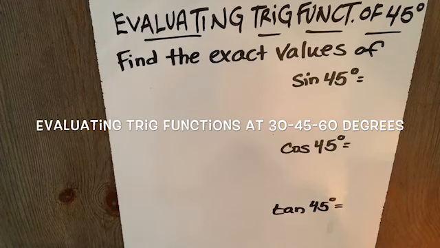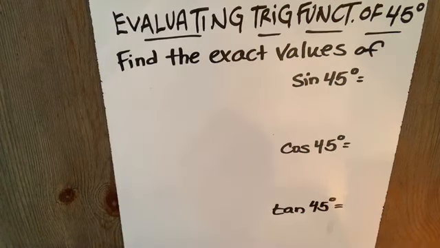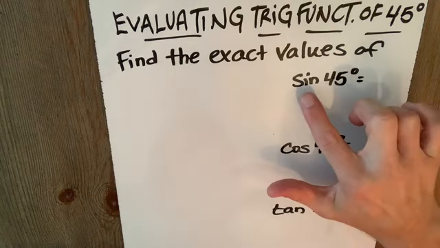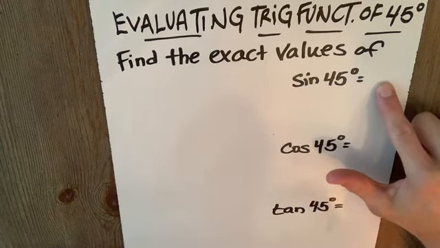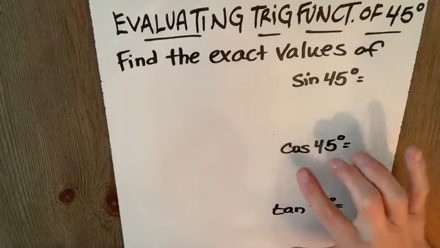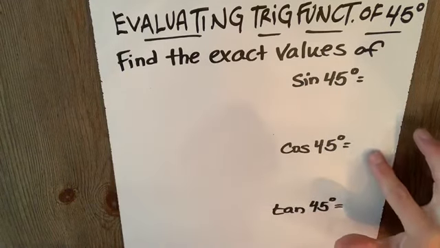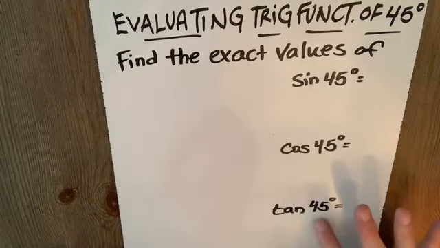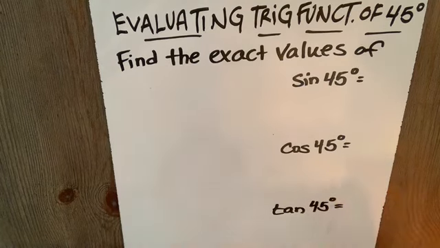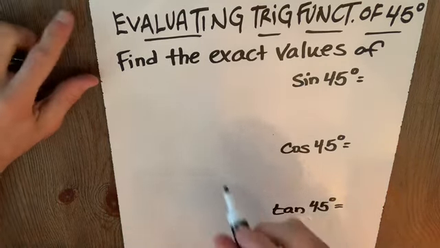Evaluating trig functions of 45 degrees. In this example, we're told to find the exact values of sine 45 degrees, cosine 45 degrees, and tangent 45 degrees. One thing I want you to notice is that when we take sine of an angle, we get a ratio. We're hunting for ratios. Cosine of an angle is a ratio. Tangent 45 degrees is a ratio. There's the angle, and we're looking for the ratio.